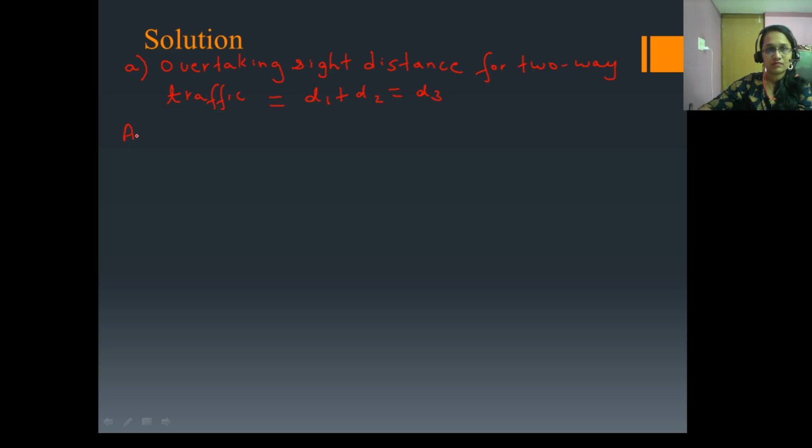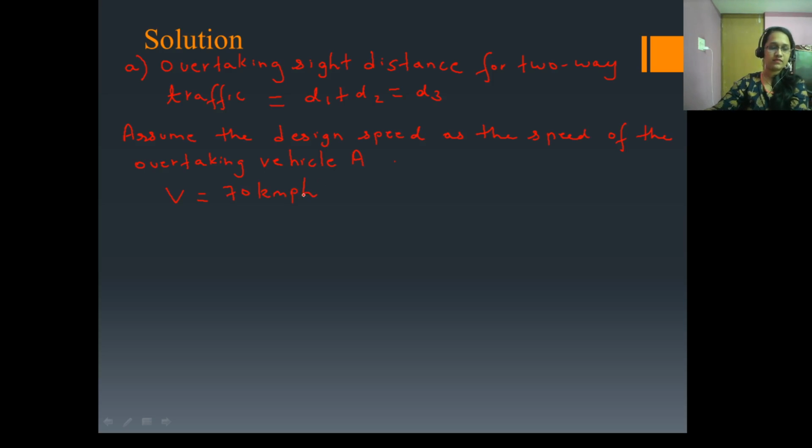Assume the design speed as the speed of overtaking vehicle A. V is given to us as 70 kmph. In the problem it is given V is 70 kmph.